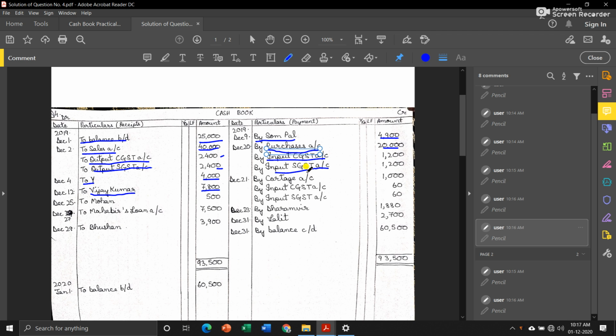Output CGST is written in the case of sales. When we sell goods, goods go out from our business, so that's why output CGST and SGST. And when we purchase goods, goods come inside our business, so that's why input CGST and input SGST. Then 6% of 20,000 is 1,200, and 1,200 each for both the GST.